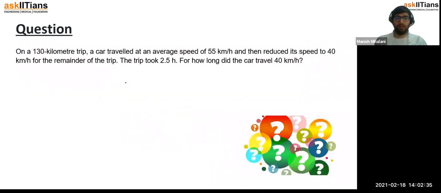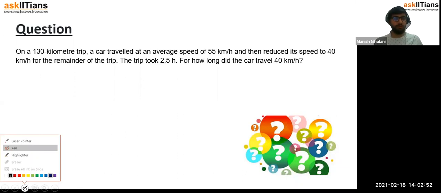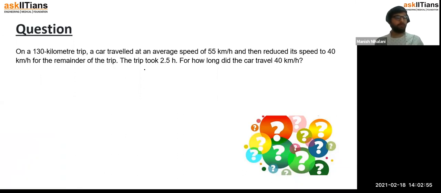Now let's solve one more question. It says on a 130-kilometer trip. Now there is a trip, a car trip, and we are traveling 130 kilometers. The car traveled at an average speed of 55 kilometers per hour, which means the car's speed is 55 kilometers per hour for the initial, maybe, x kilometers.